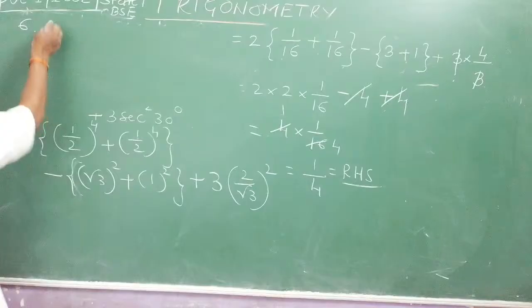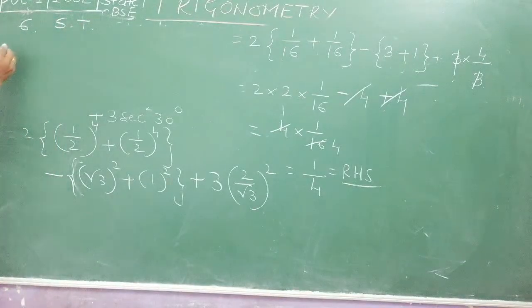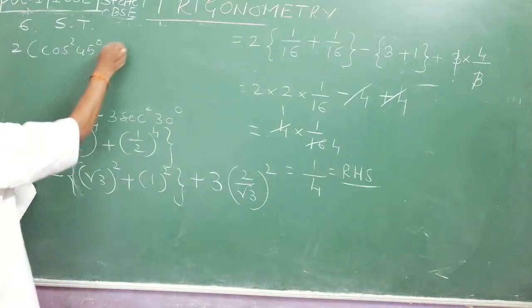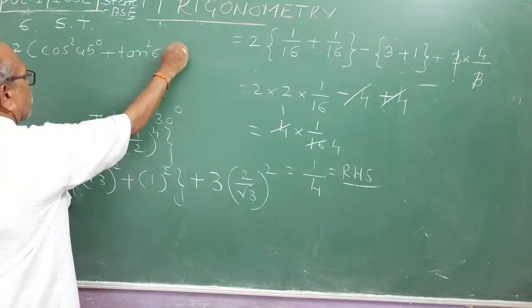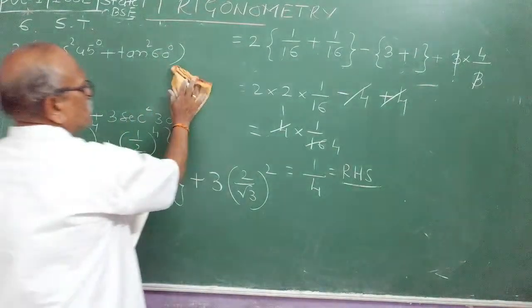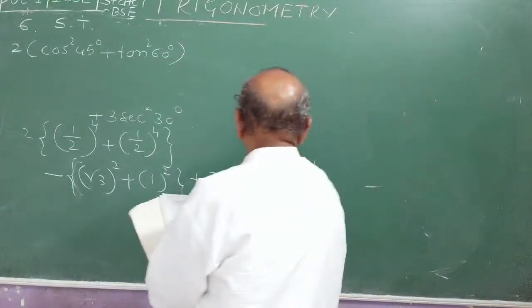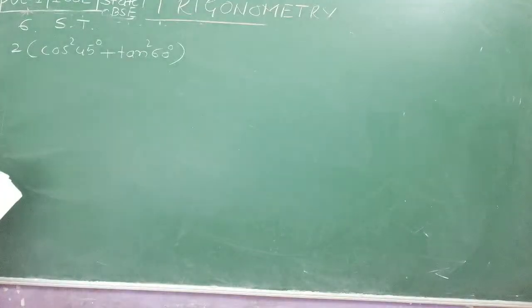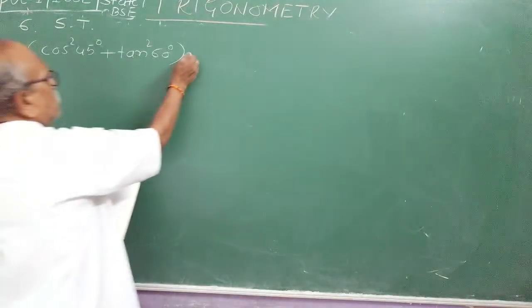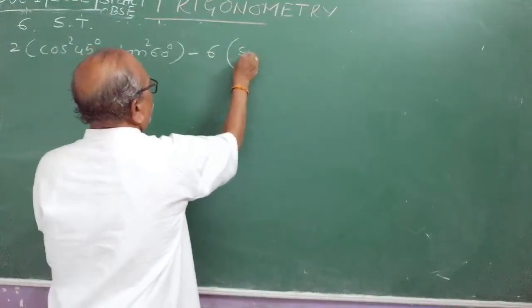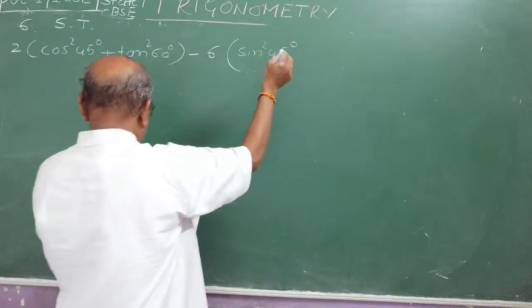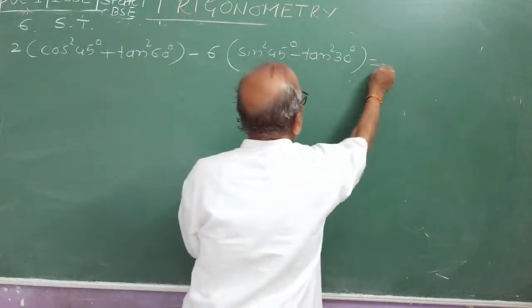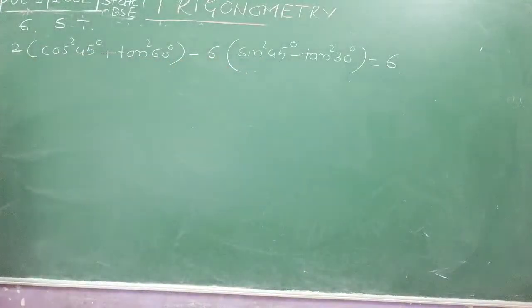Similar type of question. Show that 2 cos square 45 degree plus tan square 60 degree minus 6 times sin square 45 degree minus tan square 30 degree is equal to 6. Try another one, application like this will improve your mathematics. Standard angles. I hope all of you noted it. Verify your answer. Take 1 or 2 minutes. Don't look at the board.